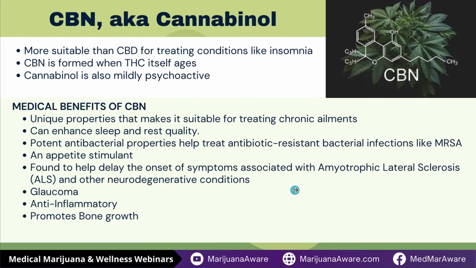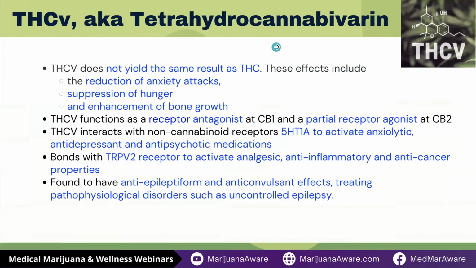It's been shown to have positive benefits for glaucoma, and again, it's a great anti-inflammatory as well. Right. And I know that a number of athletes look at it for what they call bone growth, both to help their bodies become stronger and also if they have any particular injuries. CBN is one of the cannabinoids that they look at using to really help restore their body back to its natural state. Now, we talked about the other cannabinoids, THCV, very interesting cannabinoid, and it doesn't really yield the same results as THC, but it can really help quite a bit to reduce anxiety attacks, suppress hunger, and enhance bone growth. Tell us a little bit about this, because this also addresses, again, as an antagonist for the CB1 receptor.